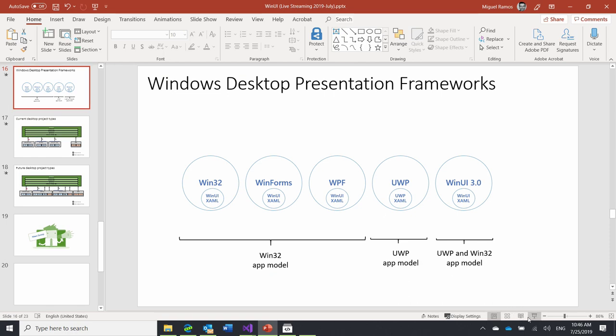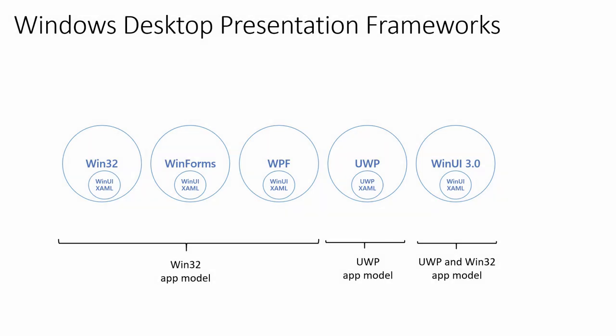The thing is, with WinUI 3.0, we are going to have this landscape of options for Windows developers. We have Win32, WinForms, WPF, all these frameworks running a Win32 application model. We have UWP, with all the stuff that we introduced before, which is running a UWP application model. But we have this something new called WinUI 3.0, which is not only UWP, right? We are talking about UWP and Win32.